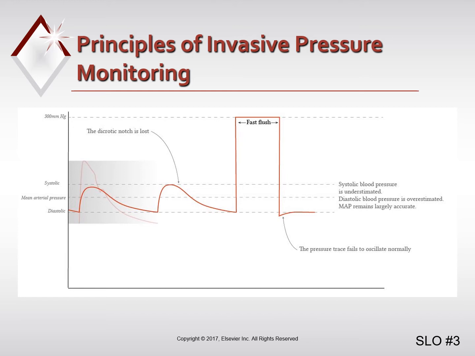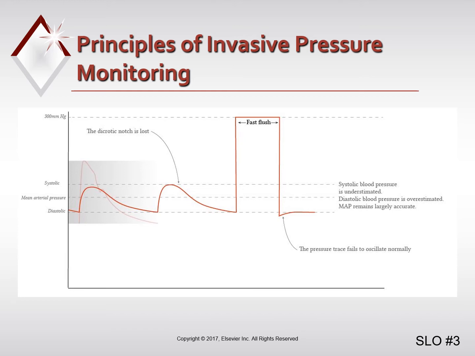So you have your systolic, your mean arterial, and your diastolic pressure. And when it has that dicrotic notch, that waveform is reliable for what the patient's blood pressure is. But you can see when you lose that, it's going to be lower than what it actually is.